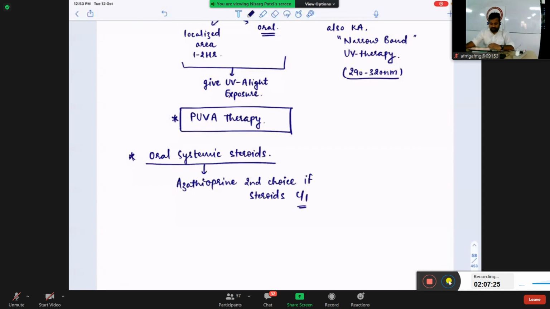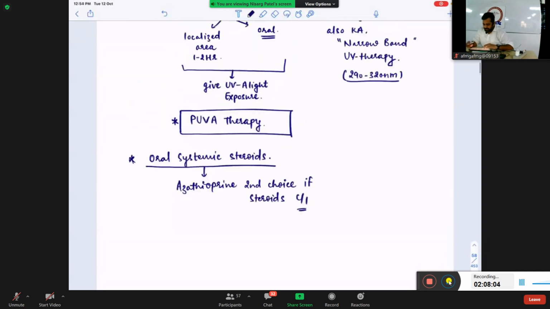Drugs: corticosteroid, dexamethasone, the most potent steroid. But we will not keep the patient on it for a long period of time. Once the disease is controlled, we slowly taper. Azathioprine can also be used as a steroid sparing agent because steroids have very many long term side effects. So once the disease is controlled, we can take this patient on azathioprine and we will increase the ultraviolet therapy.